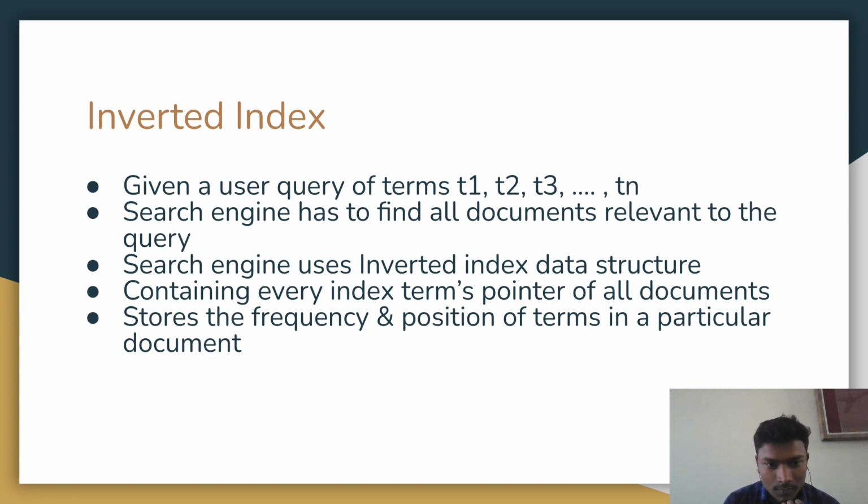The structure of the inverted index data structure is that we have a key, which is an index term, and it points to all the documents that contain the index term, along with the position and word frequency of the index term, as well as the document frequency and inverse document frequency.